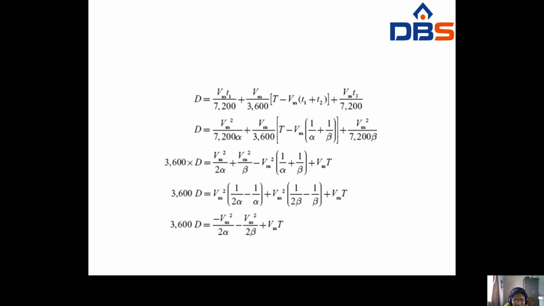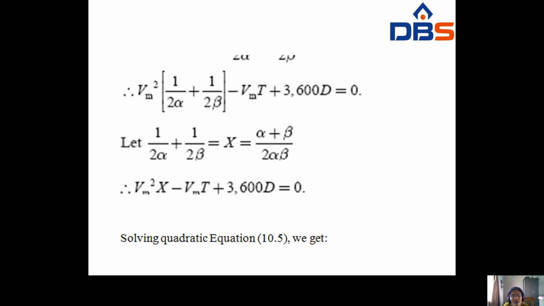In these two terms, whenever you take minus Vm square common, it becomes 1 by 2 alpha plus 1 by 2 beta, plus Vmt. At that time these are all terms on this side. So this equation becomes Vm square of 1 by 2 alpha plus 1 by 2 beta, minus Vmt plus 3600 into d, that is equal to 0.